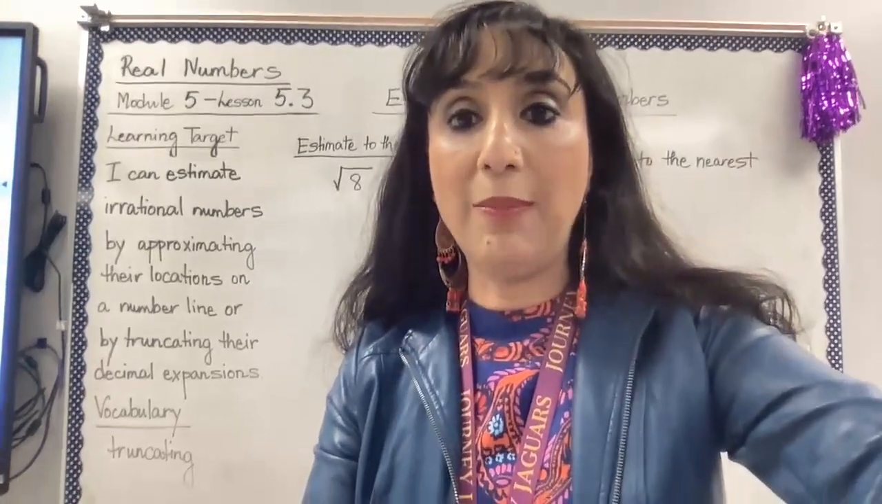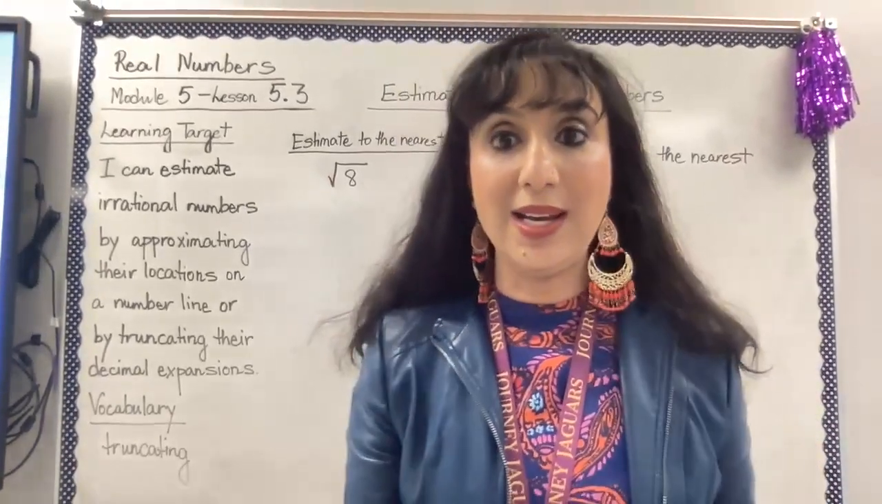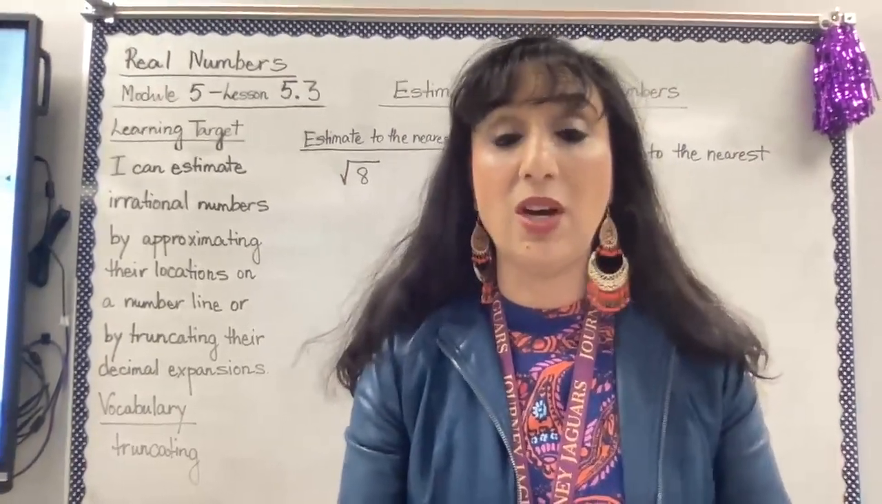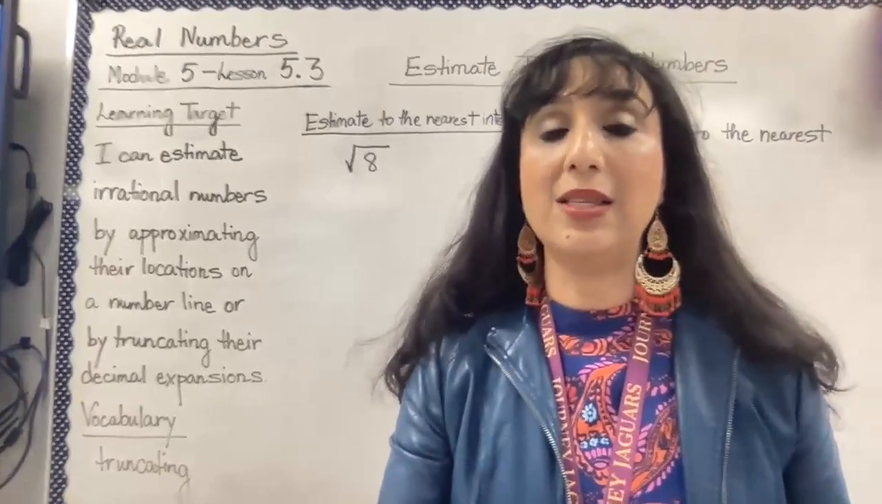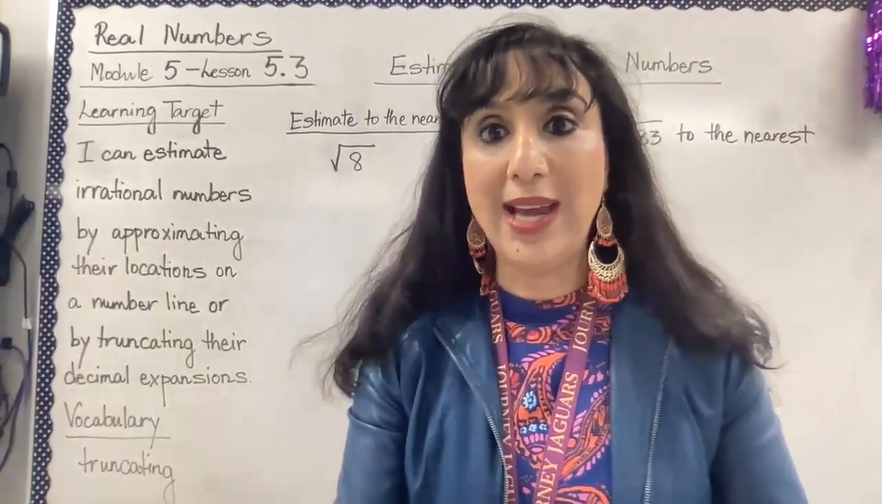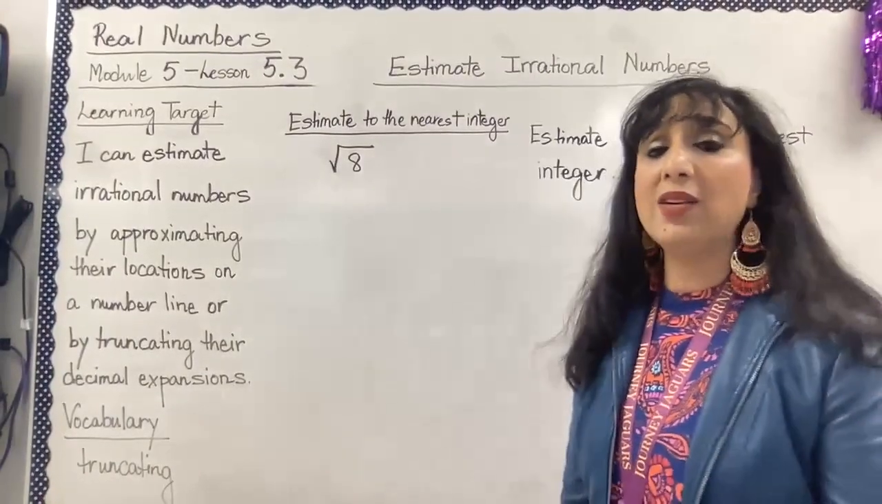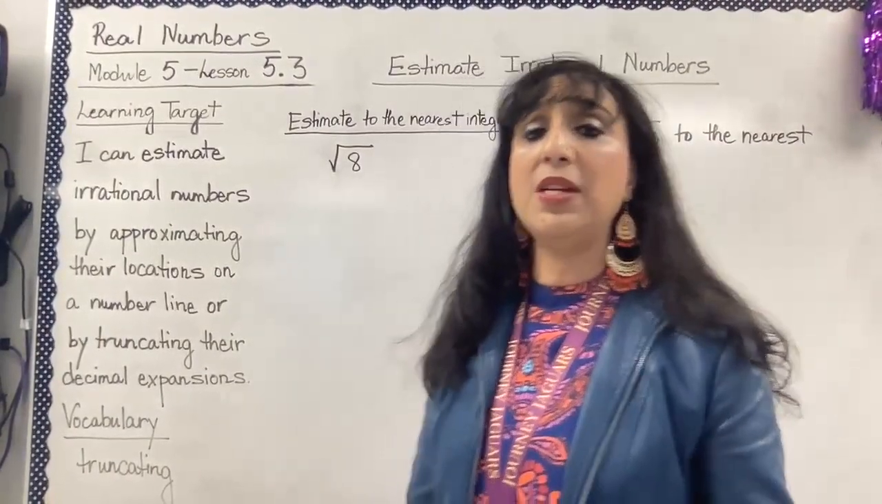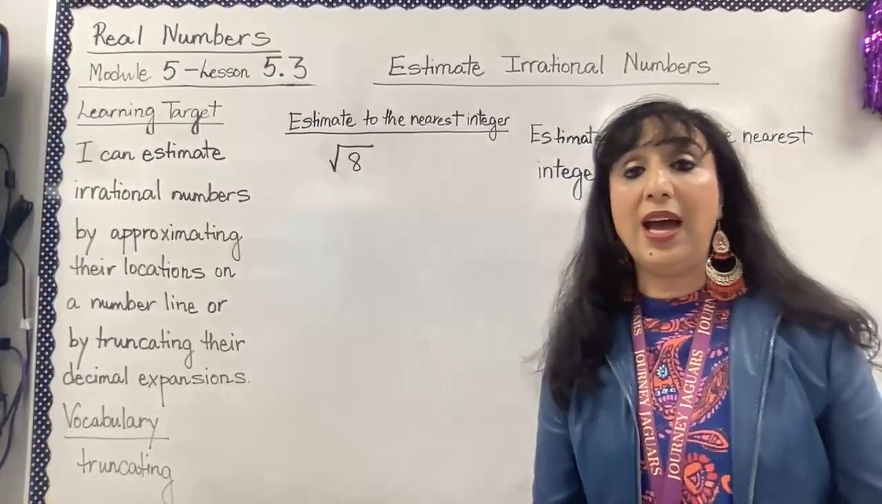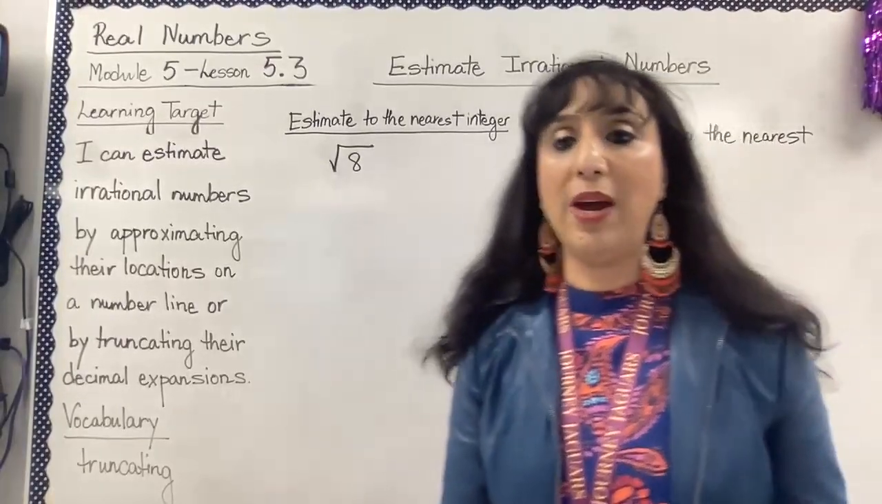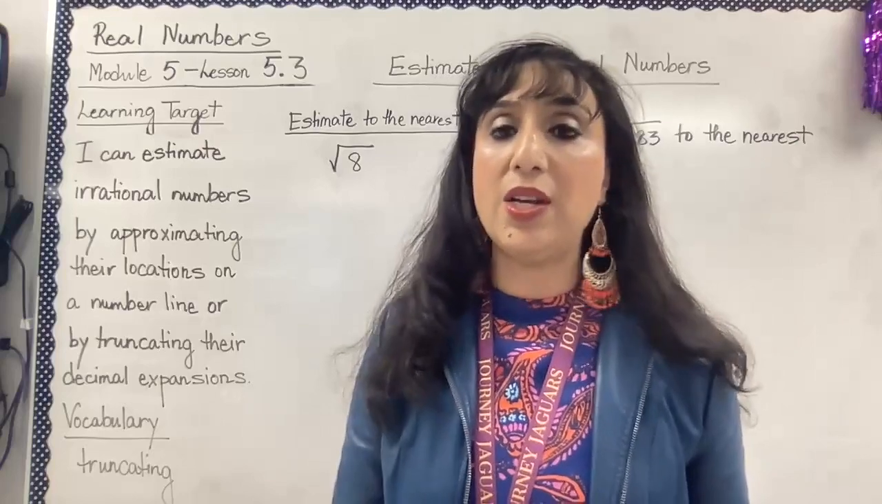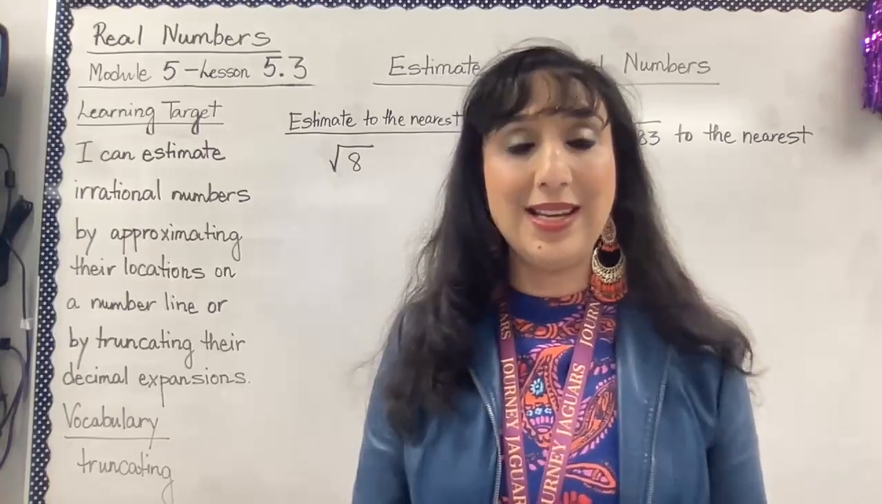So the vocabulary that we are going to learn is truncating. All right, we'll talk about that. And then we'll discuss the difference between truncating and rounding. All right. So let's look at the first one, estimate to the nearest integer. And we are going to estimate square roots and cube roots to the nearest integer in this lesson.